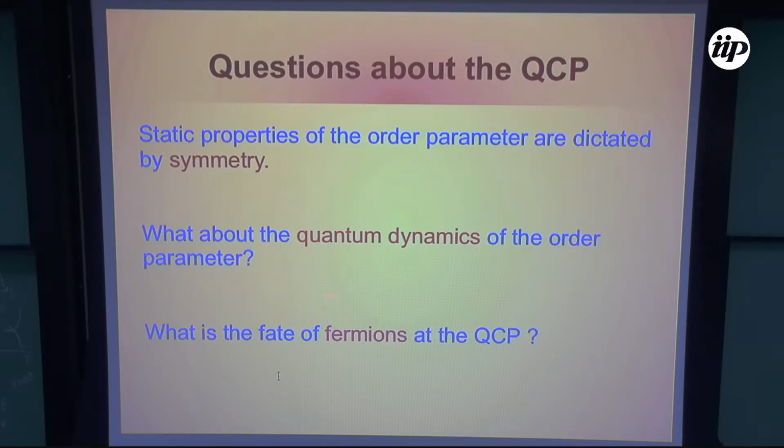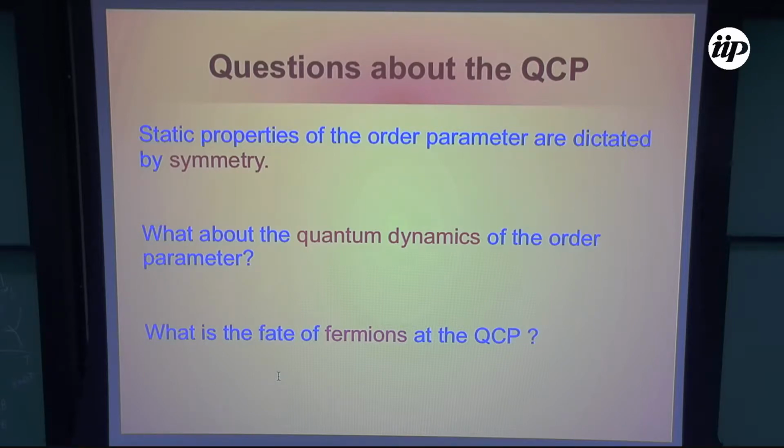And the other harder point is what happens with the fermions when you are at this quantum critical point. And this is a general question. I mean, nobody knows what happens with fermions at any quantum critical point. This is just one example of a critical point.